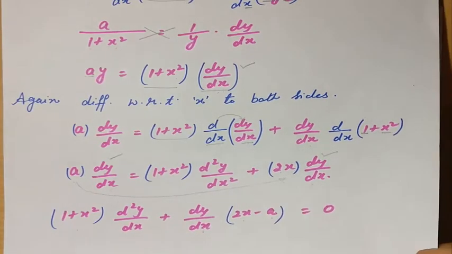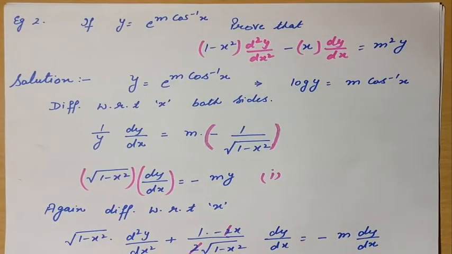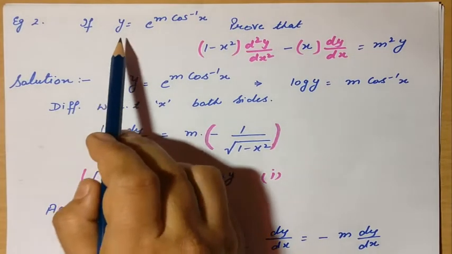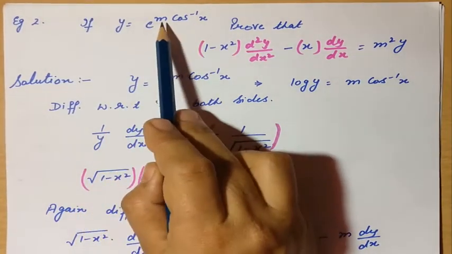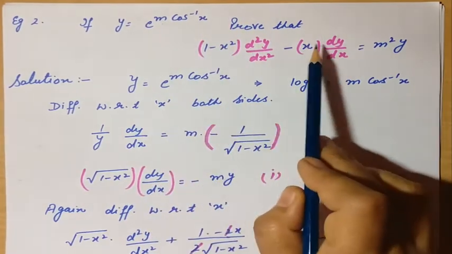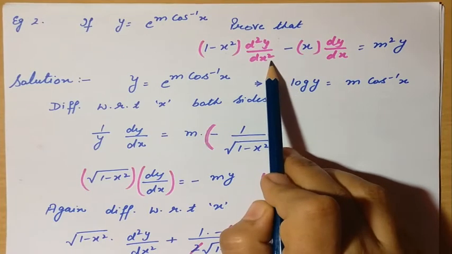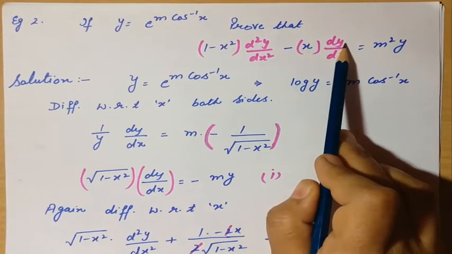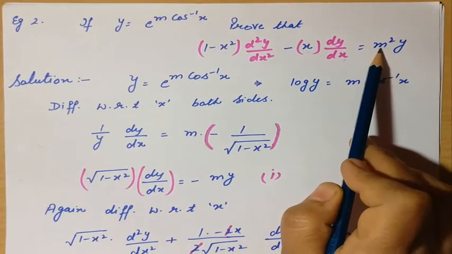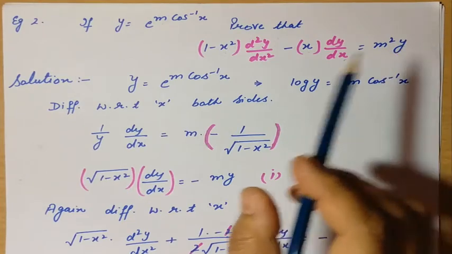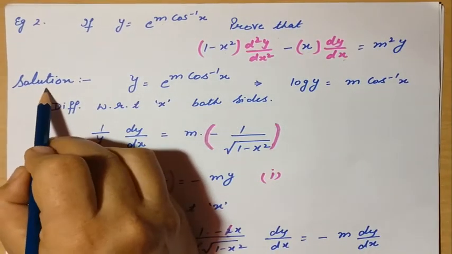Now I am taking one more example in which we will apply the log conditions. Here y is equal to e raised to power m cos inverse x, and we have to prove that 1 plus x square d square y upon dx square minus x dy upon dx is equal to m square y. Now we will start with the solution.